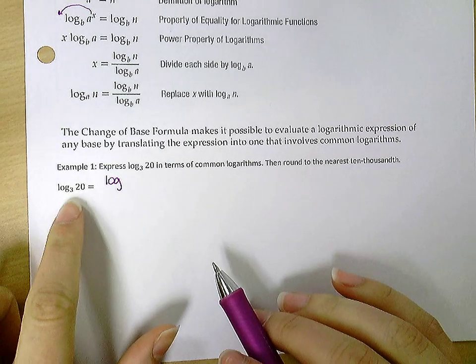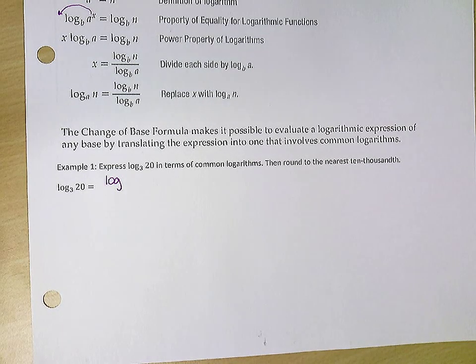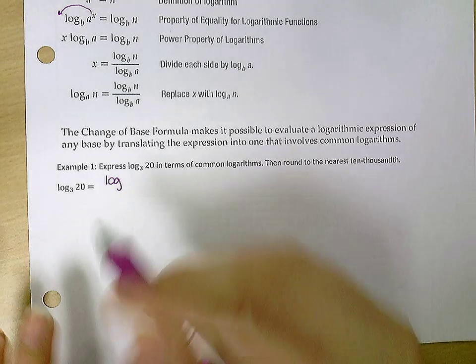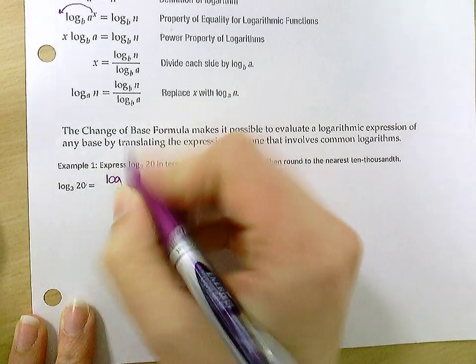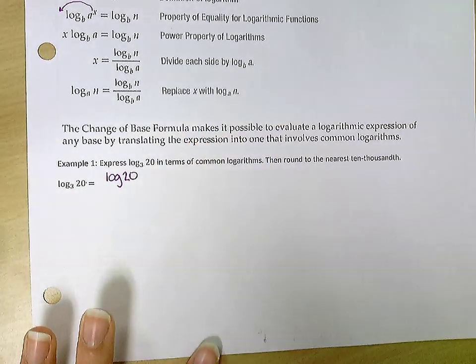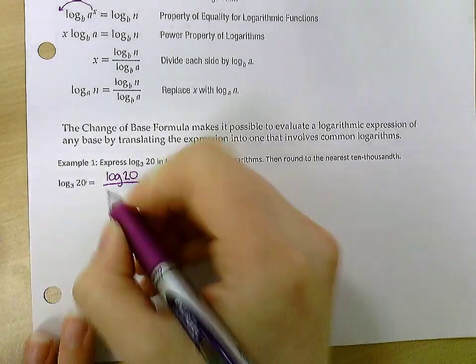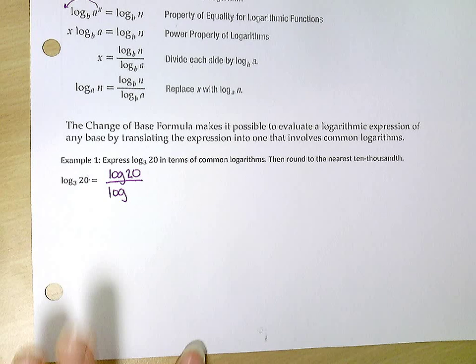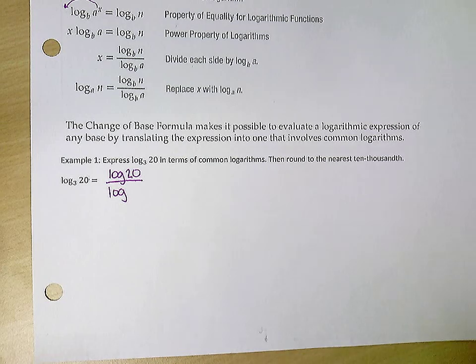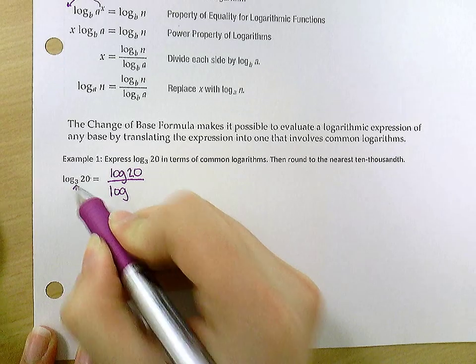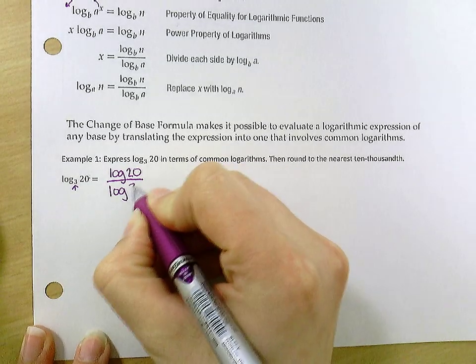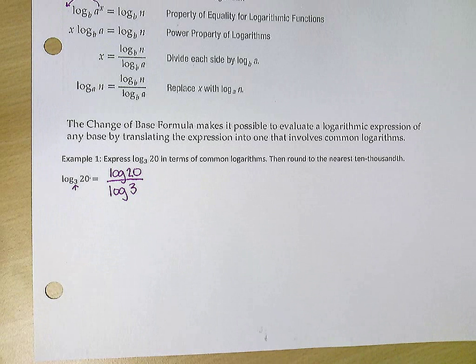I'm changing this log base 3 into a log base 10. When we have log base 10, we don't write the base 10, it's just log. I'm going to take my original 20 here and attach it to that log, over log base 10, or your common logarithm, again not writing the base 10, of your original base value, and that would be 3. So I can change any log base into a common logarithm.